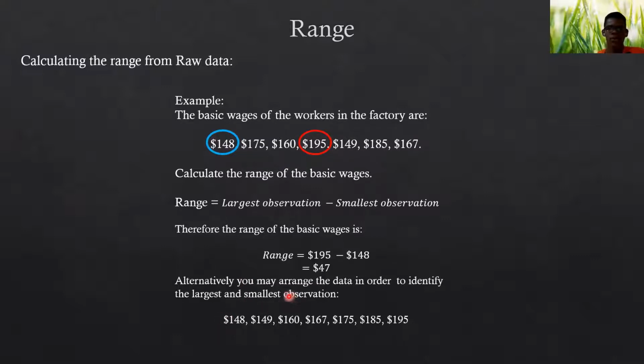Another thing you can do, and you probably want to do this if you might have to find a median, for instance, is arrange the data in ascending or descending order, like it's arranged here. When it's arranged in ascending order, you know that your first observation will be your smallest observation and your last observation will be your largest, right? It's arranged in ascending order.